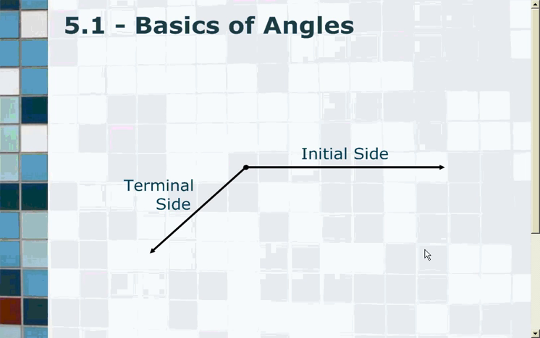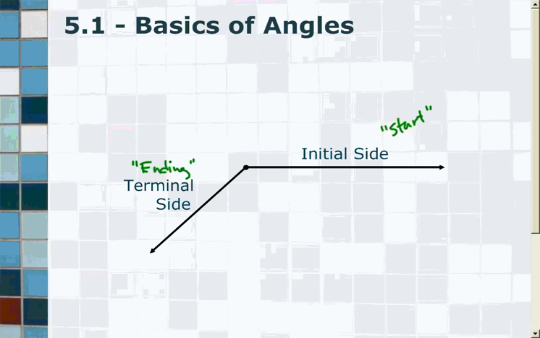Angles are going to have an initial side. This is considered the start, hence the term initial, kind of like your initials, the starting letter. Terminal side, ending side. I think we all know what terminal means. Or you can think of an airplane terminal. That's where the flight ends.